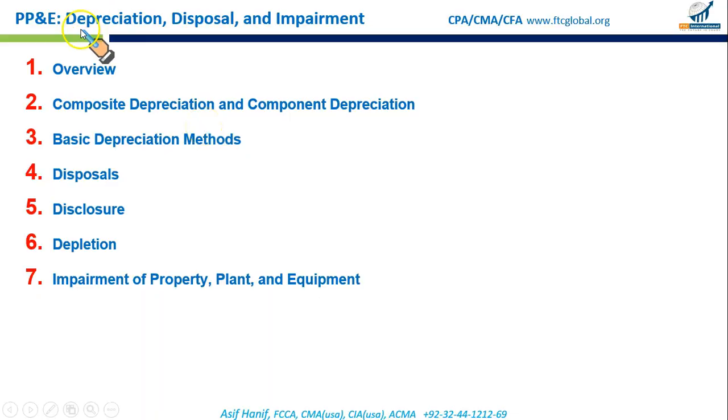Property, plant and equipment, depreciation, disposal, and impairment. So we are going to first discuss an overview, composite depreciation and component, basic methods, disposal, disclosure, depletion, and finally impairment of property, plant and equipment.